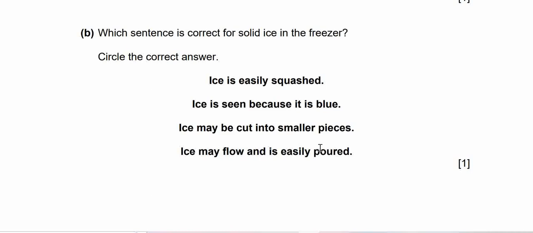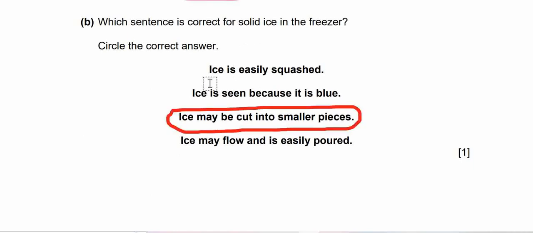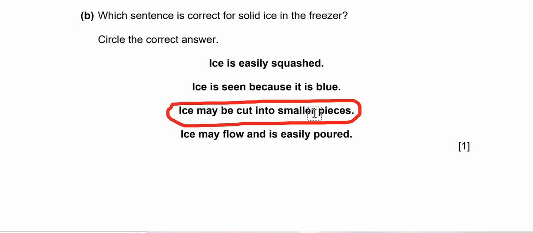10 seconds from now. 10, 9, 8, 7, 6, 5, 4, 3, 2, 1. Now let's move on and open the answer. Okay, so ice may be cut into smaller pieces. Ice may be cut, and ice is not easily squashed as it's already solid. And ice does not flow.